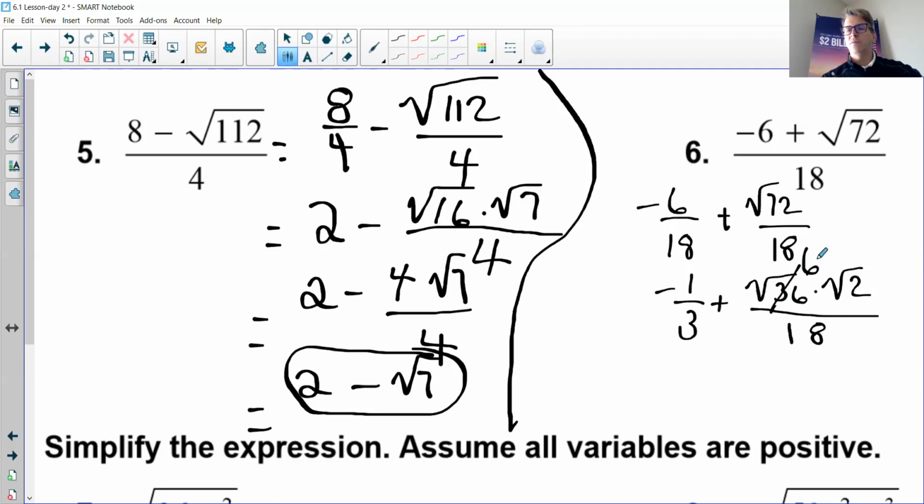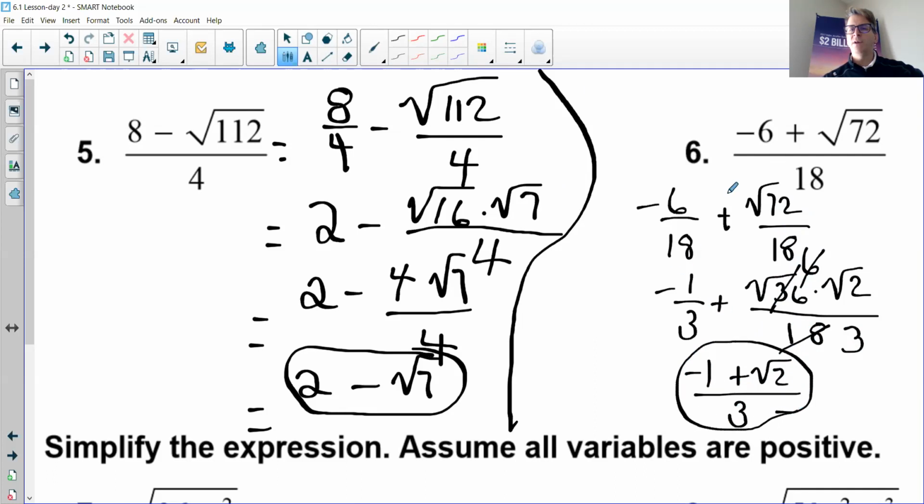Now, if we can simplify this 6 and this 18, because we have a common factor, cross the 6 off and the 18 and make it a 3. So we could combine them again. Negative 1 plus square root of 2, and all of it is over 3 would be your answer for number 6.